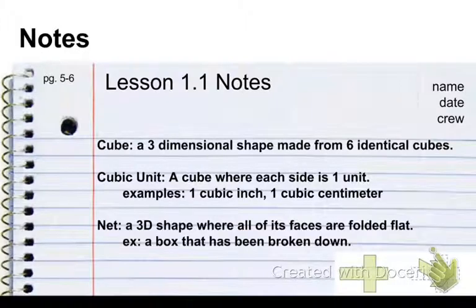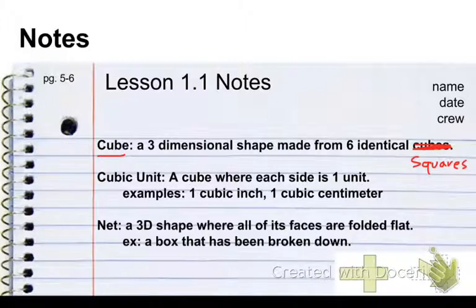First starting off is a cube. A cube is a three-dimensional shape made from 6 identical squares. Oh my gosh, I am just screwing up everything. Okay, 6 identical squares. And that's like a dice or an ice cube or a box. Anything that's the same from every angle.